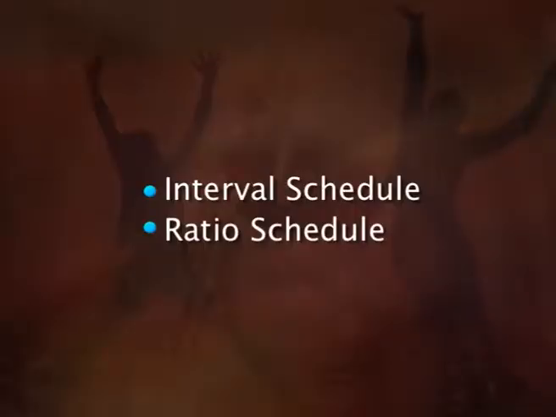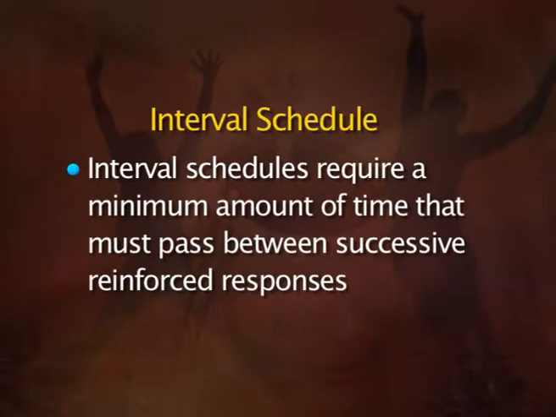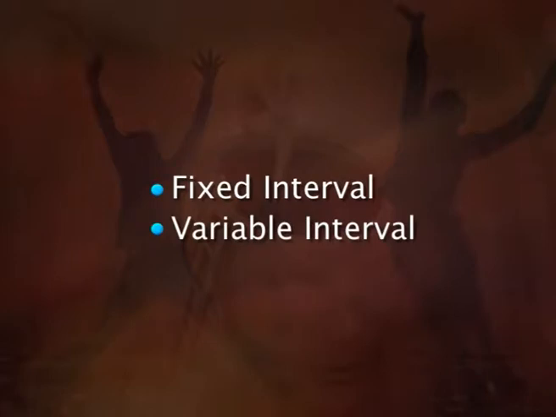And in continuous schedules there are 2 types: interval schedule and ratio schedule. Interval schedules are time based, whereas ratio schedules are based on response. What is an interval schedule? Interval schedules require a minimum amount of time that must pass between successive reinforced responses. We'll look at interval schedules a bit deeper when I explain the types. Interval schedules are of 2 types: fixed interval and variable interval. Interval is purely based on time, and ratio is purely based on response.